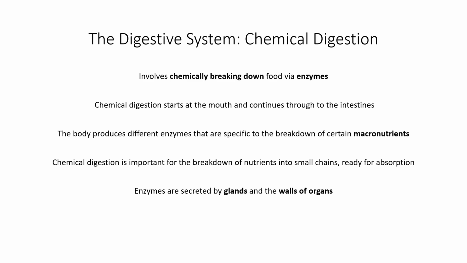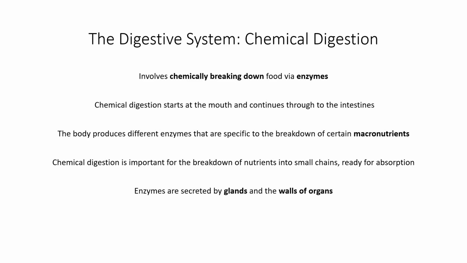For example, this process first begins in the mouth, where the salivary glands will produce salivary amylase, which will break down food, the main one being carbohydrates, which we'll look at in the next slides. The enzymes are specific to the macronutrients that they break down. Chemical digestion will start in the mouth via the salivary glands. The body produces different enzymes that are specific to the breakdown of certain macronutrients, so that will happen at different points along the GI tract.